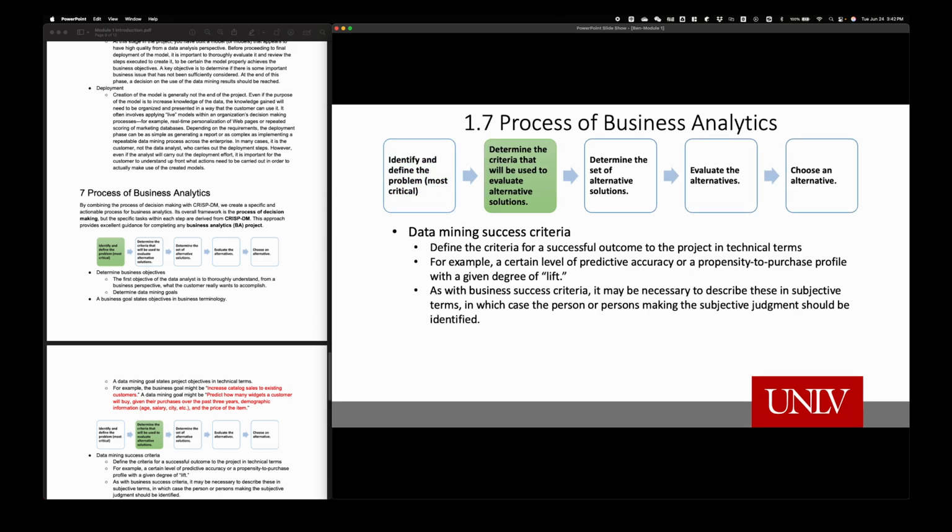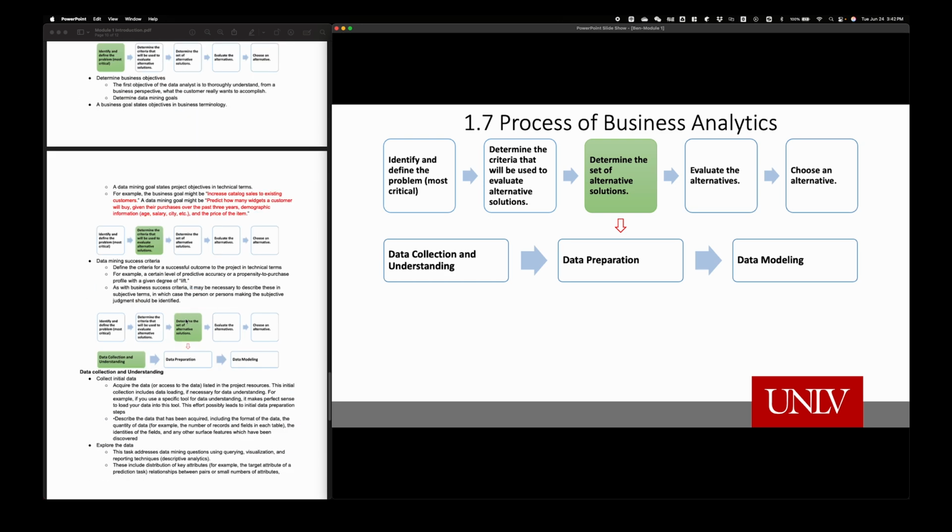The second step is to determine the criteria for evaluating solutions. So in this step, we answer a critical question like, how do we know if our solution works? This means setting clear success criteria, both technically and from a business point of view. For example, the success criteria could be achieving a certain level of predictive accuracy or creating a customer profile with a meaningful lift in purchase probability.